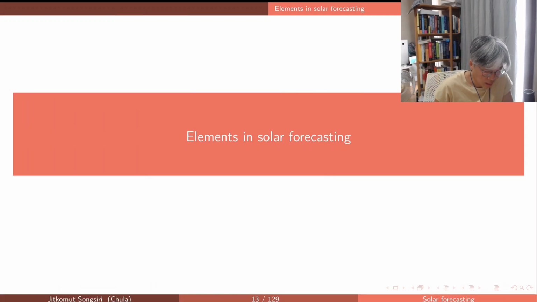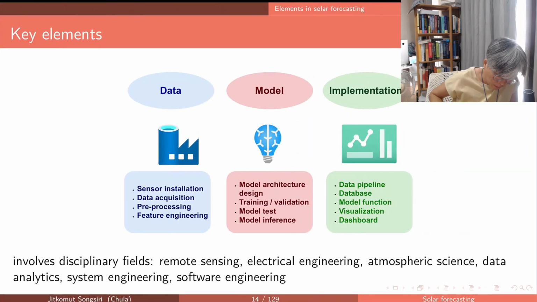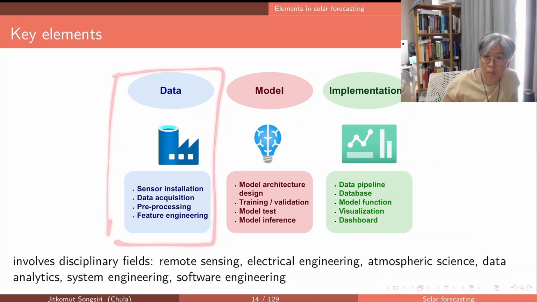We are in a lecture series on solar power, solar energy forecasting in Thailand, and this is the second chapter that will explain all the elements that should be involved in order to develop a forecasting model. I would like to express the key elements into three areas. The first one is the platform or the framework to collect the data sets.